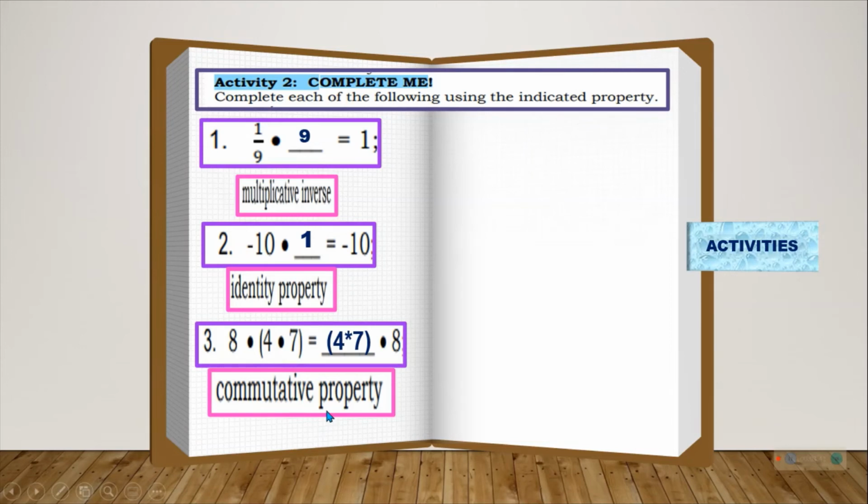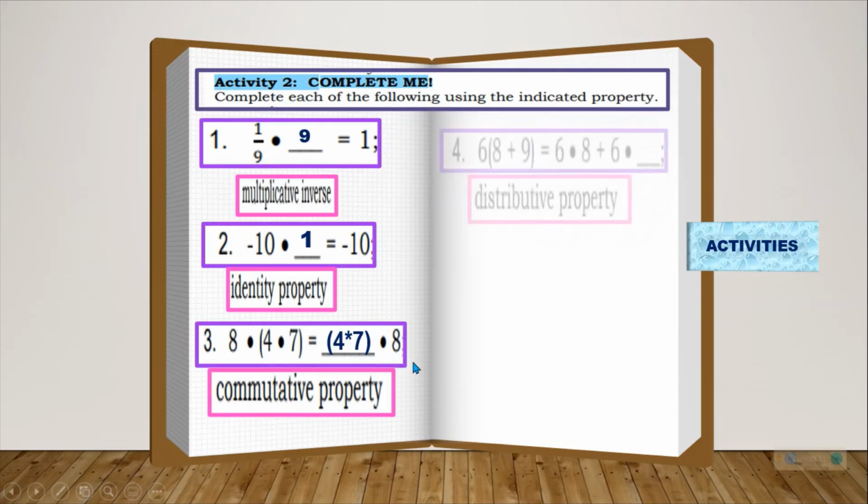Sa commutative property, meaning hindi yung grupo yung ipagpapalit, yung position lang. So yung 8 nasa unahan dito, pagdating dito, siya yung nasa hulihan. Next, number 4, 6 times quantity 8 plus 9 is equal to 6 times 8 plus 6 times what number para maging distributive property? So ang kulang dyan ay 9. 6 times 8 plus 6 times 9.